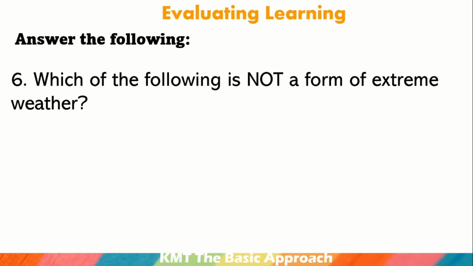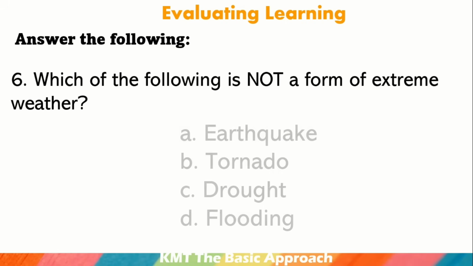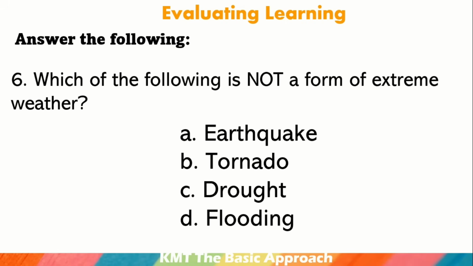Number 6. Which of the following is not a form of extreme weather? A. Earthquake. B. Tornado. C. Drought. D. Flooding. What is the correct answer? Correct! Letter A. Earthquake.